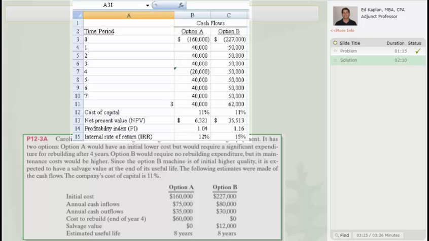Part B says which option should we accept. Well, clearly NPV is higher, profitability index is higher, and the internal rate of return is higher, so the better option is option B.